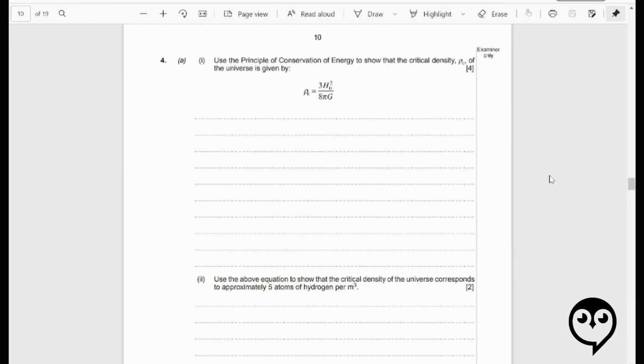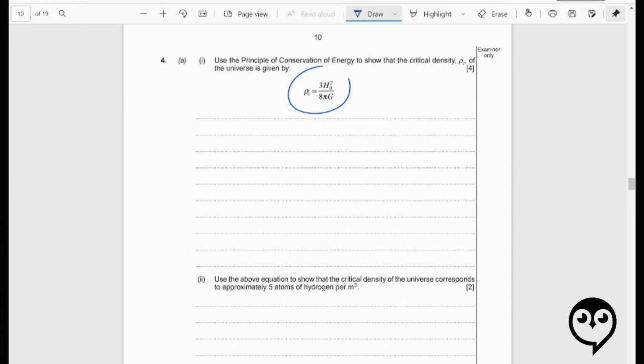It works. Okay, and this is a component 2 paper from the WJEC Eduqas, and this is from 2018. Use the principle of conservation of energy to show the critical density of the universe is given by this.